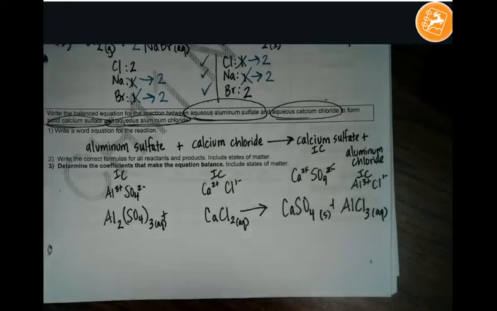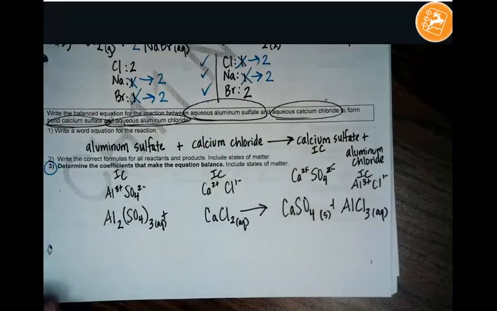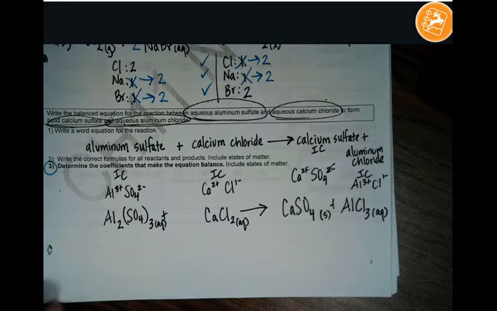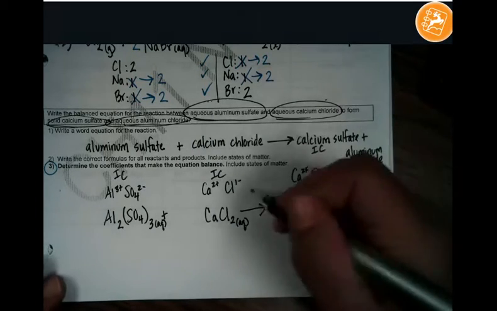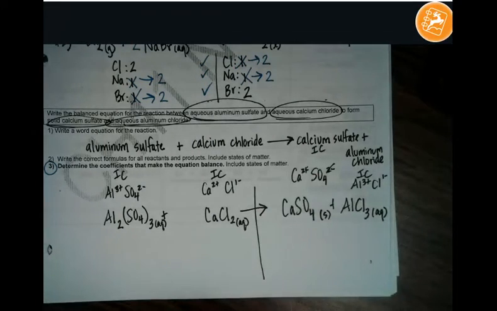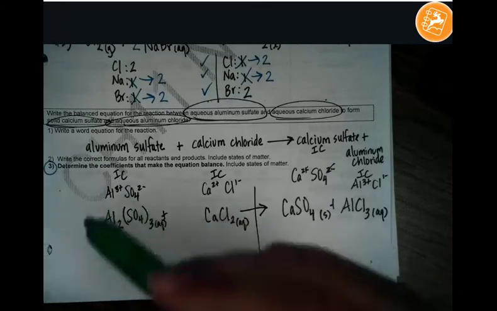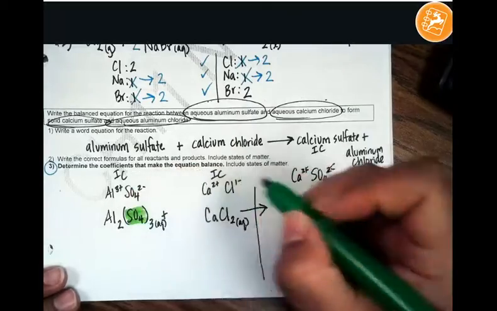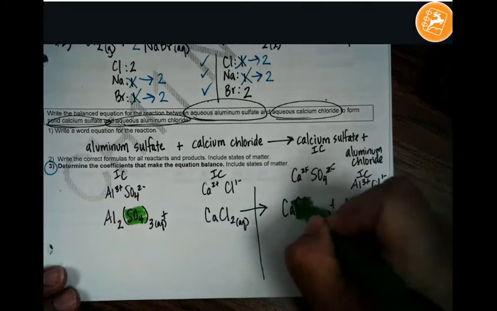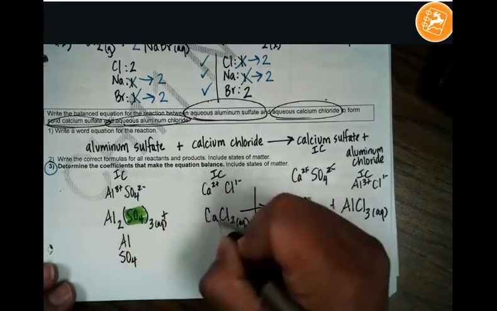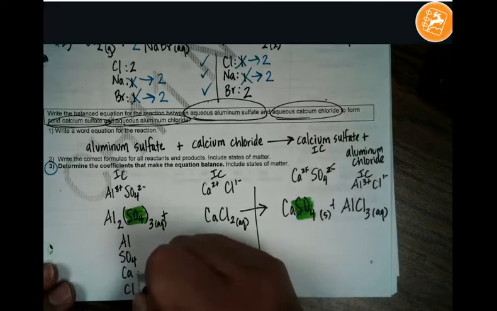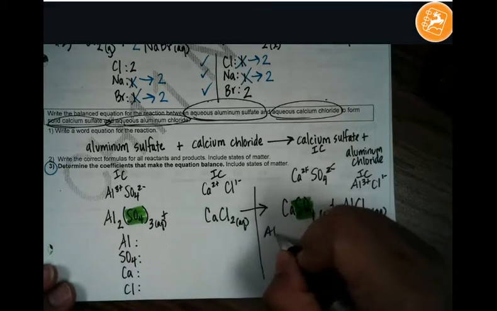I'm going to be doing the balancing in this blue color. So now I'm going to do an atom inventory. I would keep the SO4s together. I think that's going to make it easier to balance. Remember, that's keeping the polyatomic ions grouped as one unit. So I have Al, SO4, Ca, Cl, and then write those over here.